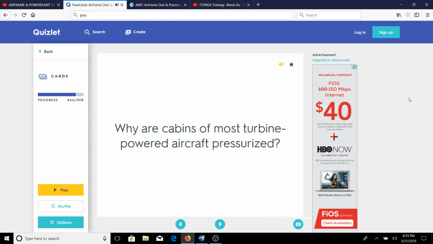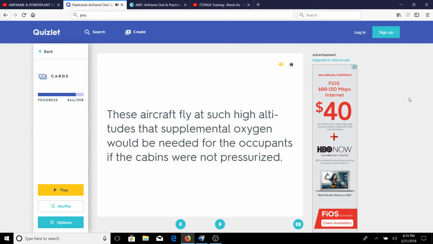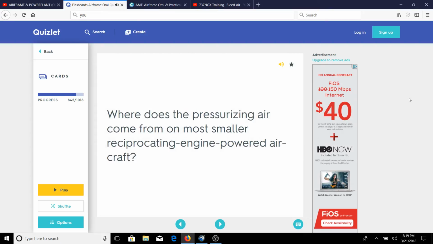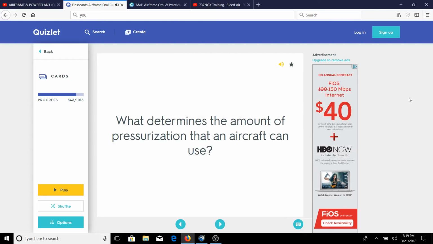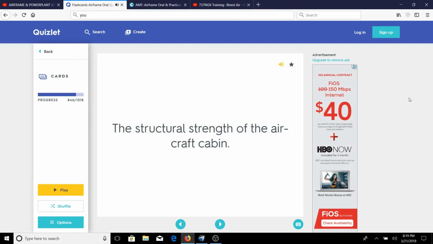Why are cabins of most turbine-powered aircraft pressurized? These aircraft fly at such high altitudes that supplemental oxygen would be needed for the occupants if the cabins were not pressurized. Where does the pressurizing air come from on most smaller reciprocating engine-powered aircraft? From the engine turbocharger. What determines the amount of pressurization that an aircraft can use? The structural strength of the aircraft cabin.